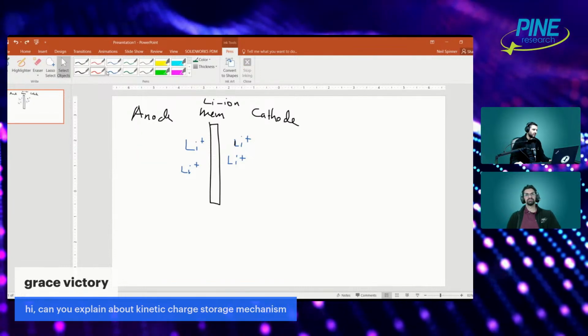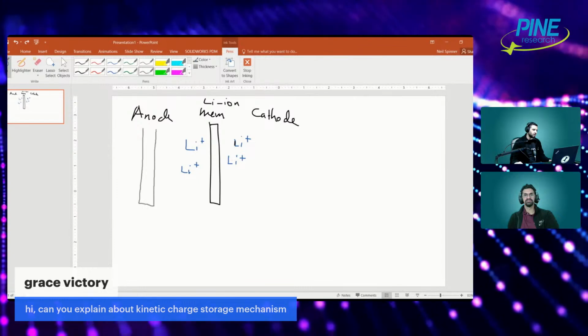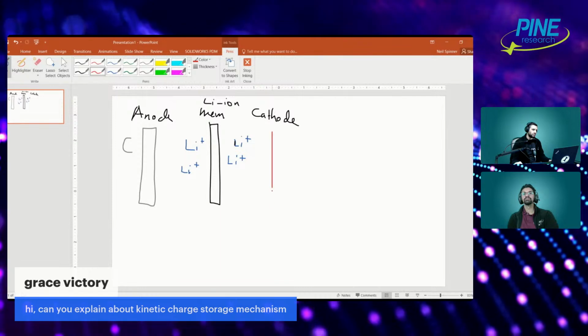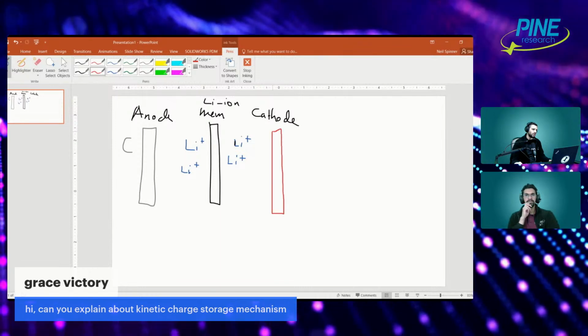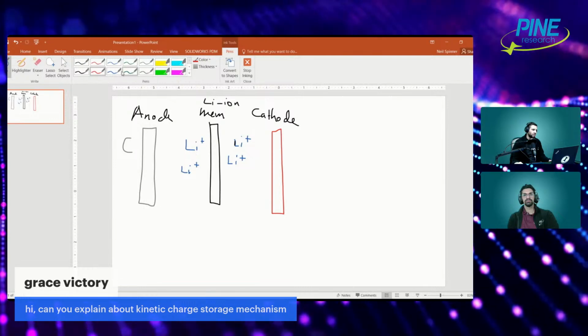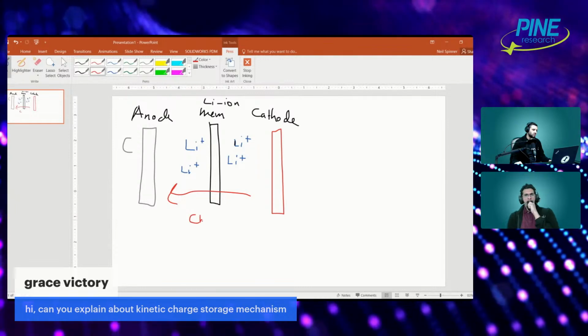No, it's not too late. I lied. I'm making it this color, like for carbon. So the anode is usually carbon, graphite of some kind, and the cathode is just some transitional material. Okay, and so the charging mechanism is effectively when the lithium ions go in this direction. This is charging.